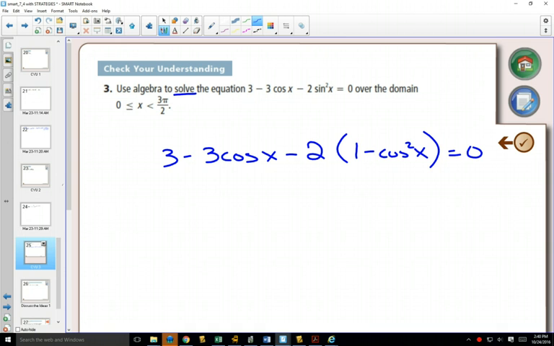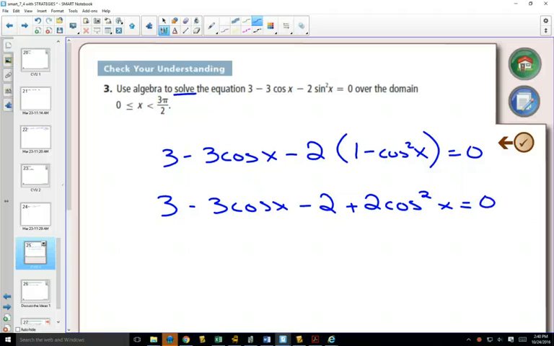So now if we multiply things out here, distribute this 2, we get this kind of equation. What kind of equation is this? Quadratic. So how do we solve a quadratic equation? Make one side equal to 0. I would probably rewrite this with the squared first, minus 3 cos x. Put my like terms together. 3 minus 2 is 1.